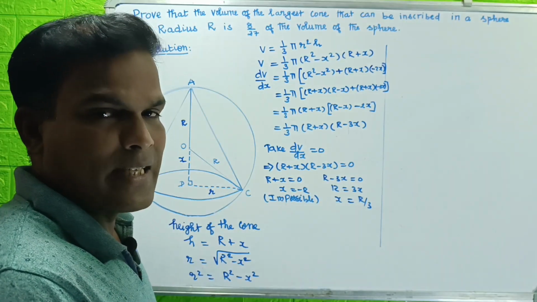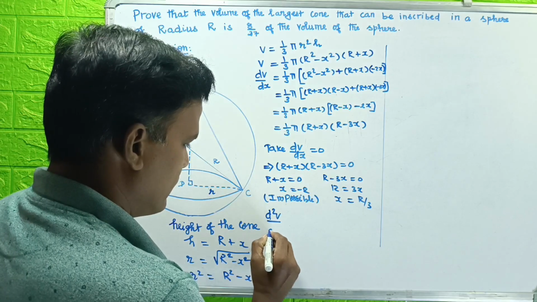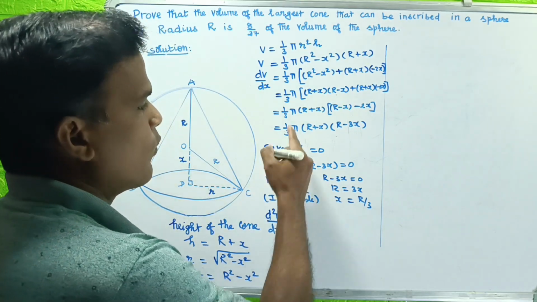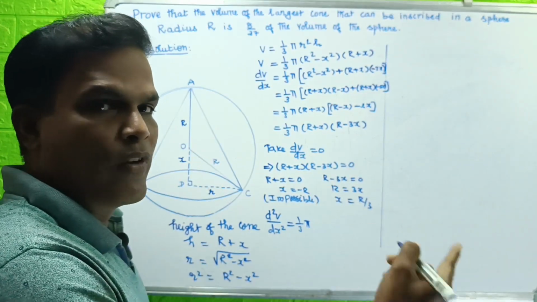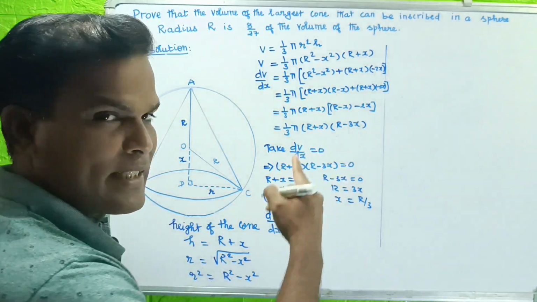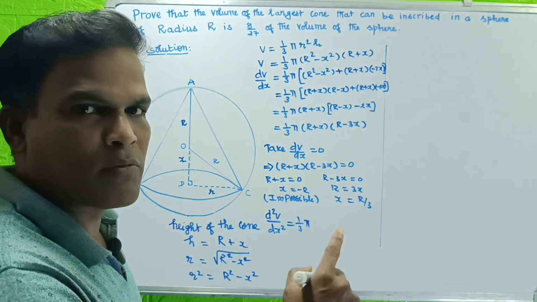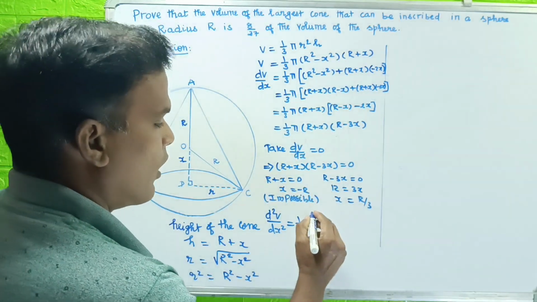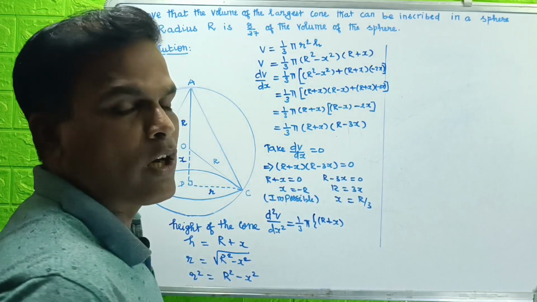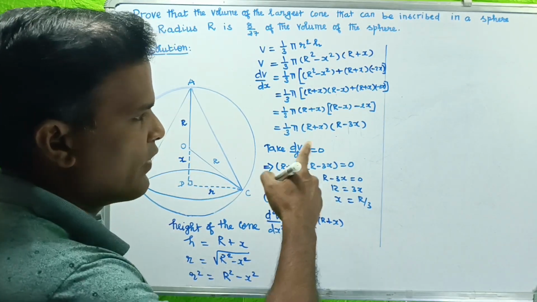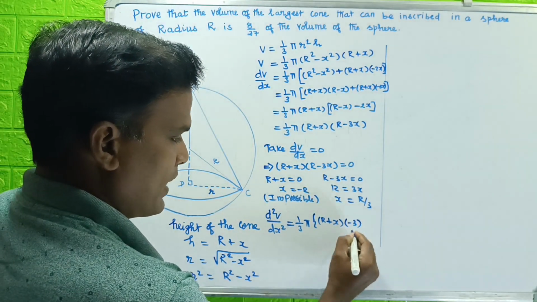Next, let us find the second order derivative, d square v by dx square, which is equal to 1 by 3 into pi. Differentiate using the UV rule, that is the product rule. Keep r plus x as the u and r minus 3x as the v. So what is the formula? u into dv by dx plus v into du by dx. So r plus x into the differentiation of r minus 3x with respect to x. Differentiation of r is 0. Differentiation of minus 3x is minus 3, plus.